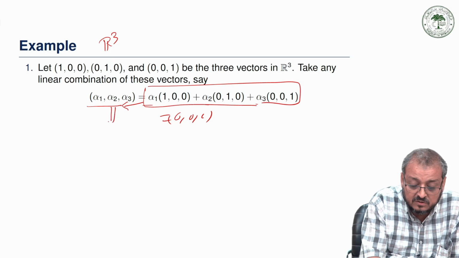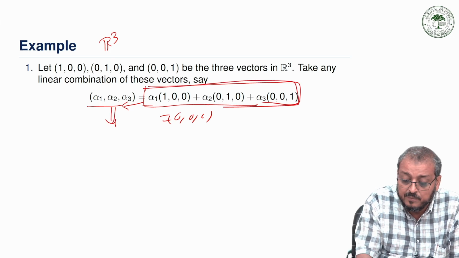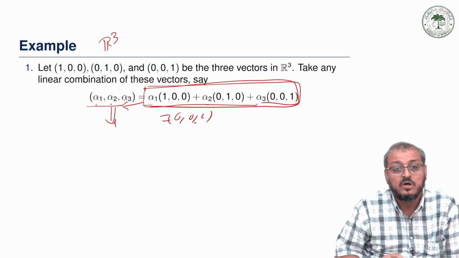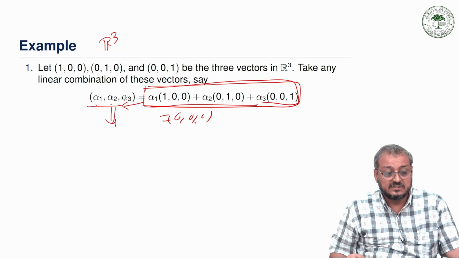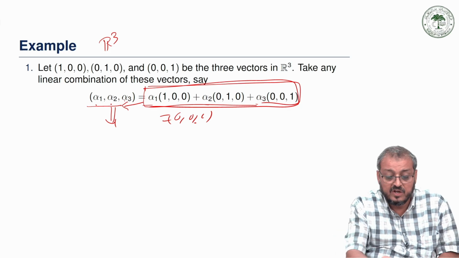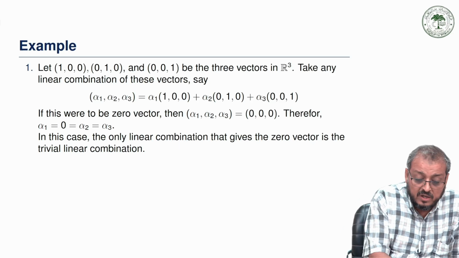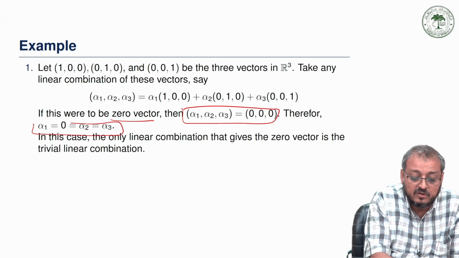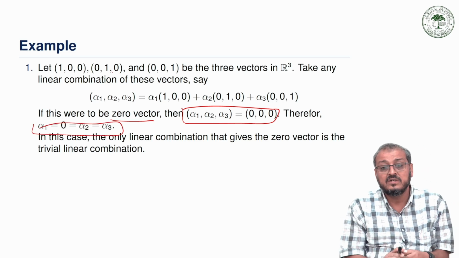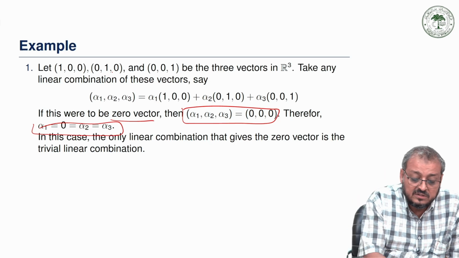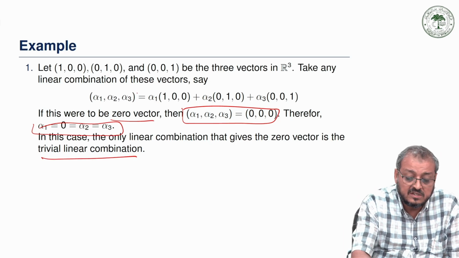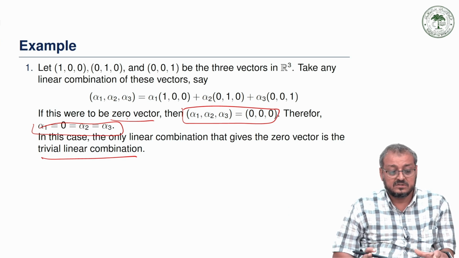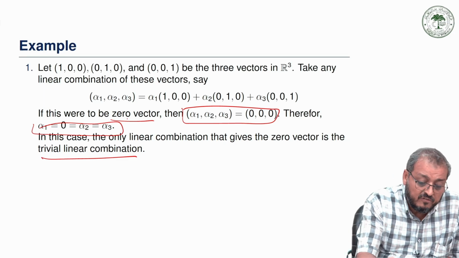So, this linear combination is equal to the 0 vector only when alpha 1 is 0, alpha 2 is 0 and alpha 3 is equal to 0. That means the only possibility is that all 3 alphas are equal to 0. This will be the 0 vector only when each alpha is equal to 0. Therefore, alpha is equal to 0. So, in this case the only linear combination that gives the 0 vector is the trivial linear combination. So, in this case also we are getting a trivial linear combination. So, that means we have 2 types of examples.